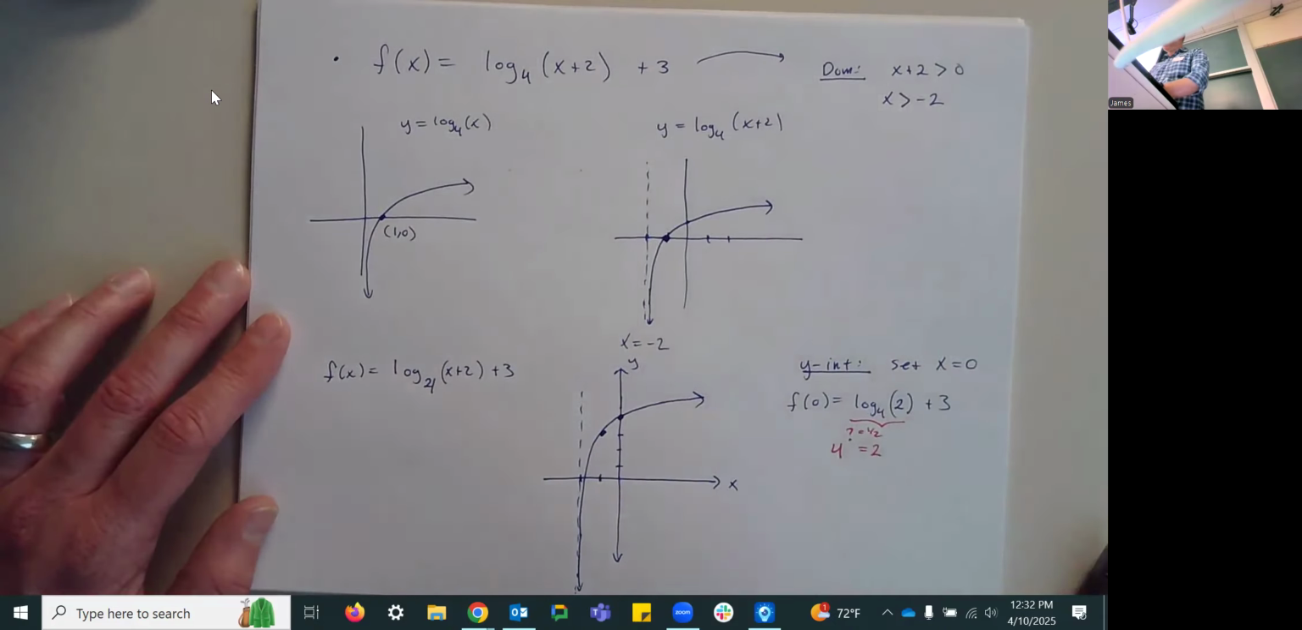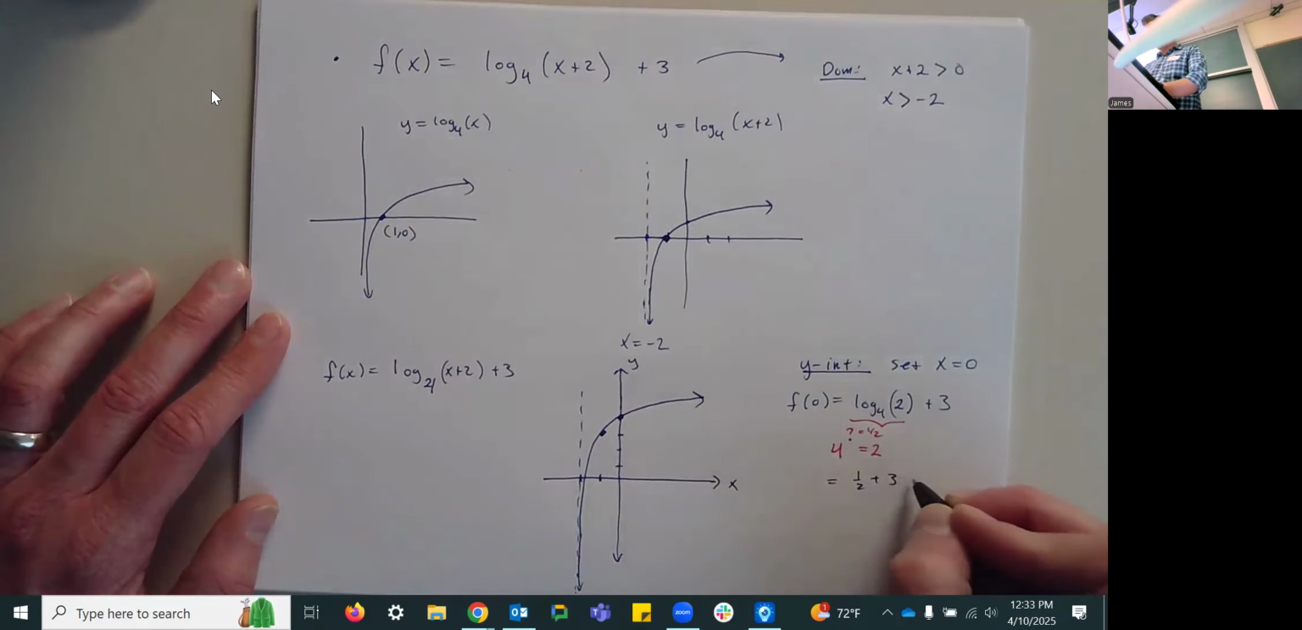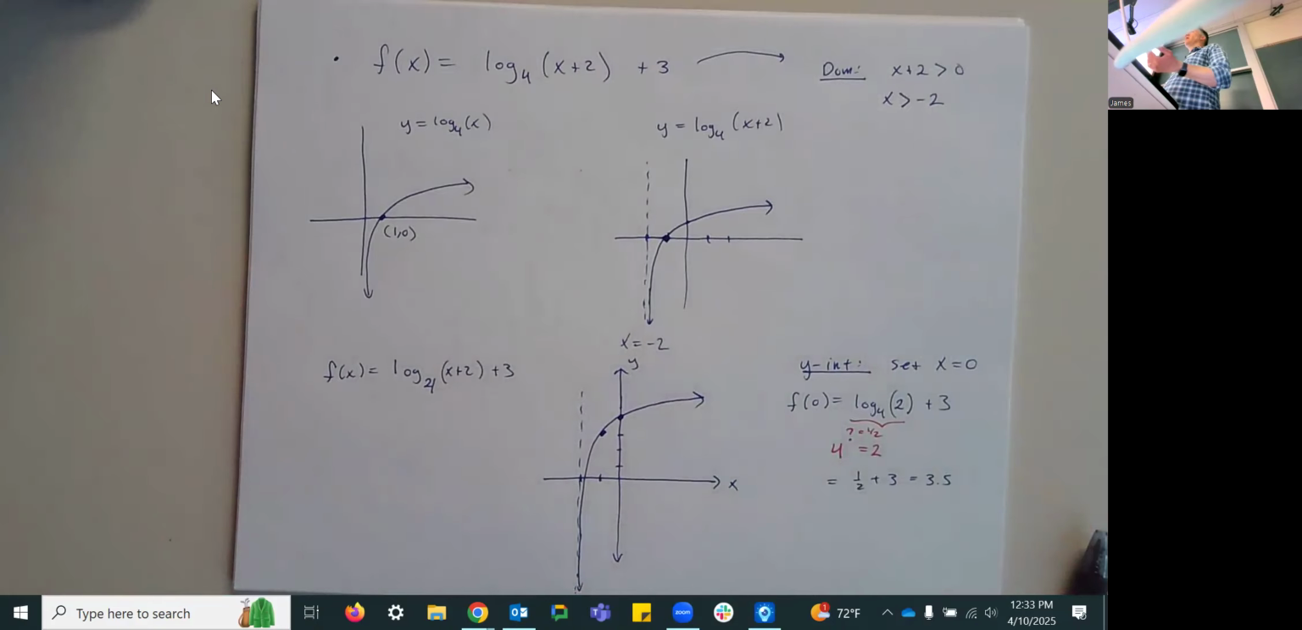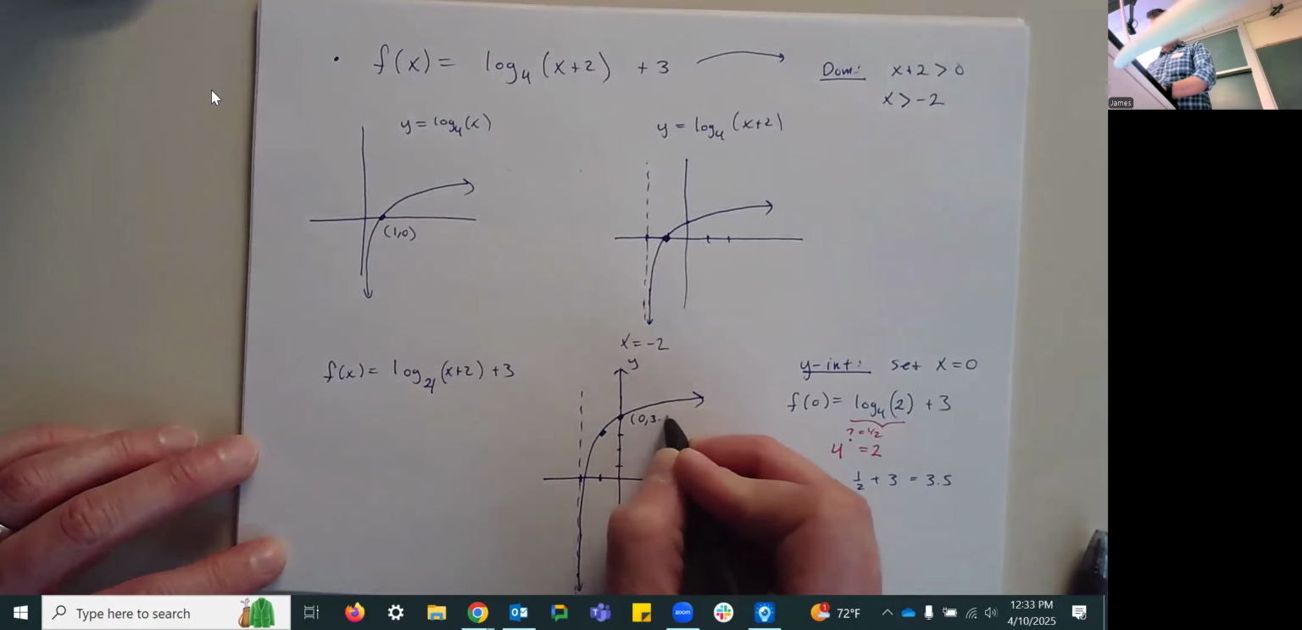So our y-intercept is going to be 1/2 plus 3, which is 3.5. The reason I say that's unfortunate is because it's also true that 4 multiplied by 1/2 is equal to 2. But that's not why the log base 4 of 2 is equal to 1/2. It's because 4 to the 1/2 power is equal to 2. Kind of weird, I know. So this point here is (0, 3.5).